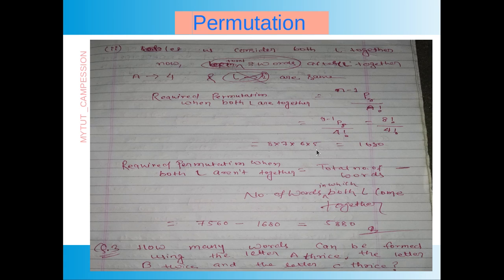You can get 1680. Now required permutation when both L's are not together: total number of words minus the number of words in which both L's come together. So we get 5880.